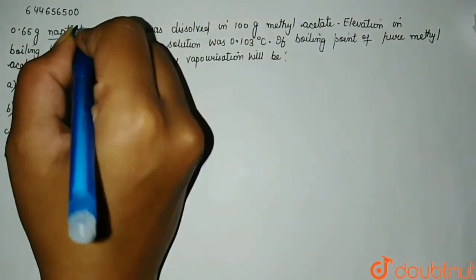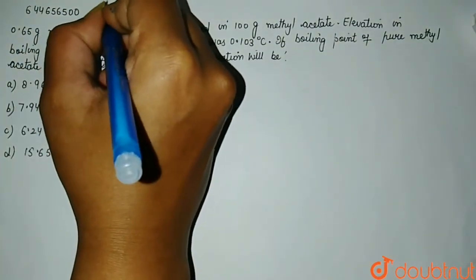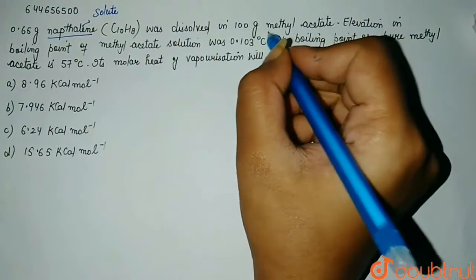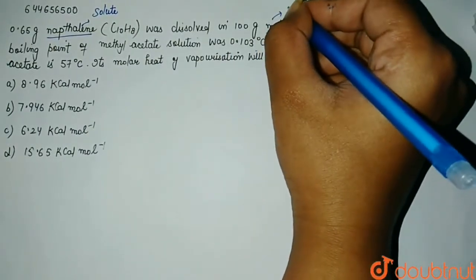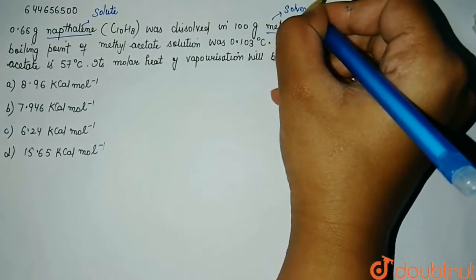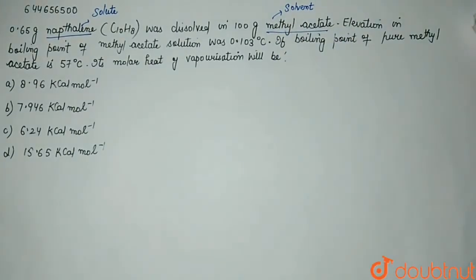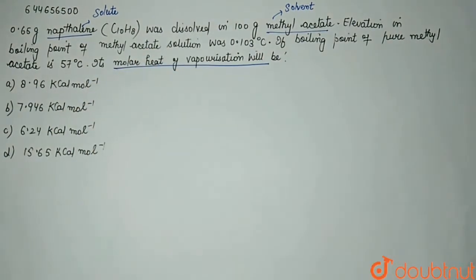65 gram naphthalene was dissolved in 100 gram of methyl acetate. So this naphthalene is your solute, dissolved in methyl acetate, that is your solvent. The elevation in boiling point of the methyl acetate solution was 0.103 degrees Celsius. If the boiling point of pure methyl acetate is 57 degrees Celsius, its molar heat of vaporization will be. So we have to find this molar heat of vaporization.